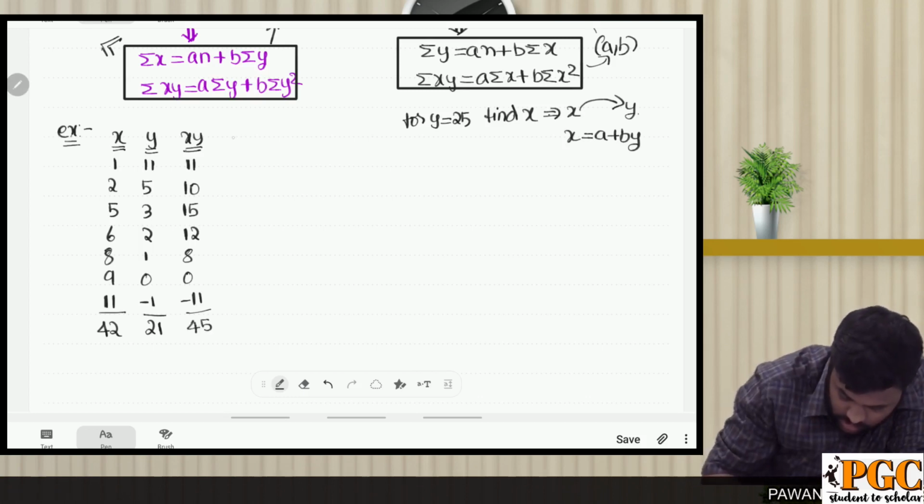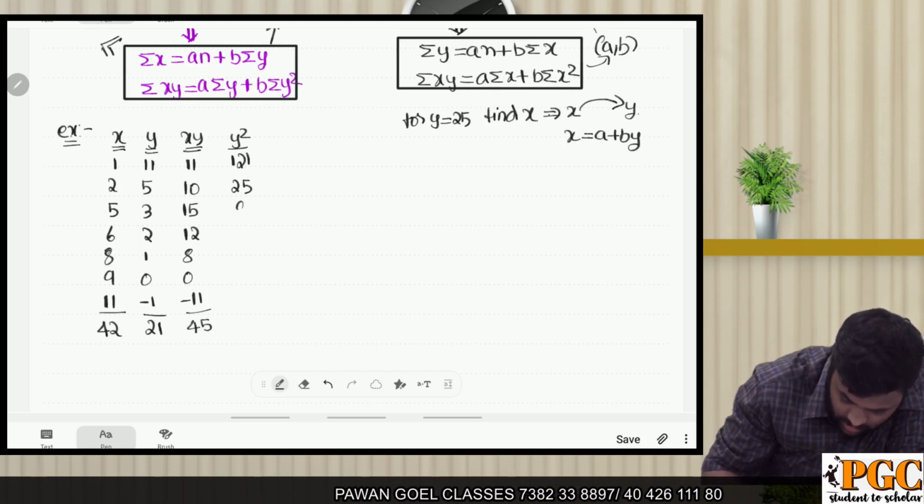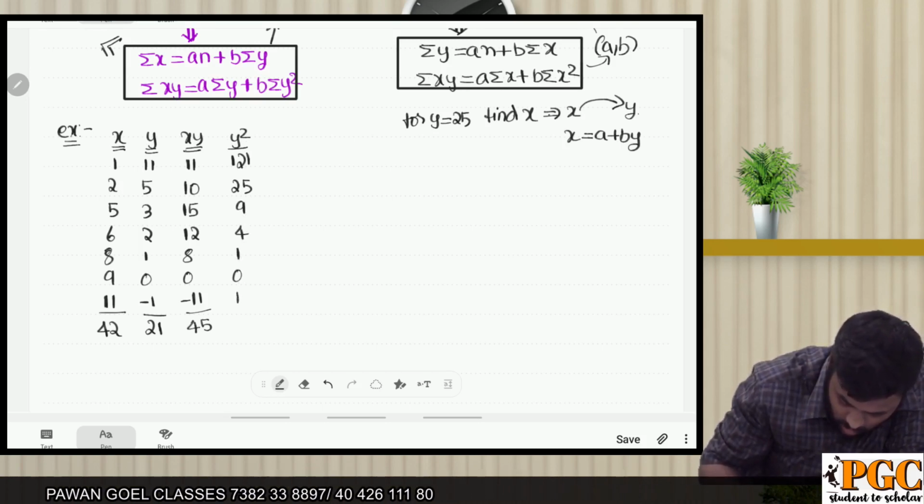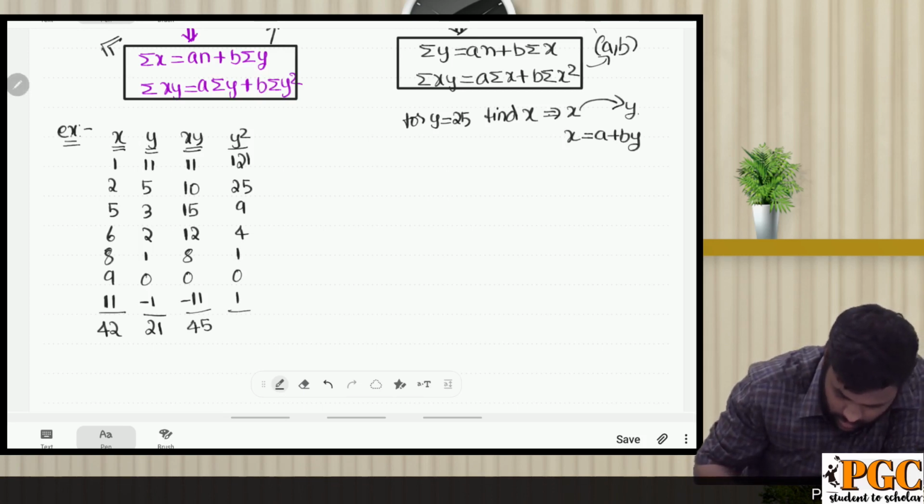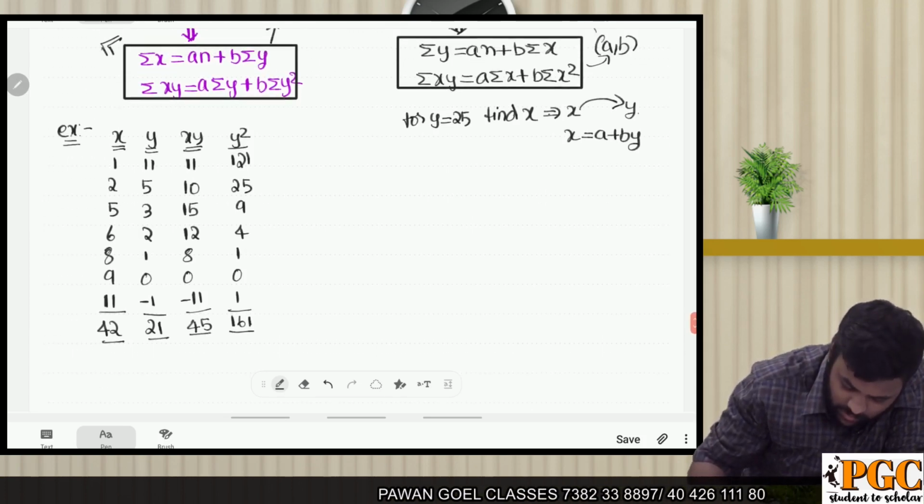Next we are supposed to compute y square. 11 square is 121, 5 square is 25, 3 square is 9, 2 square is 4, 1, 0, 1. So the value is supposed to be 161. Now let us develop these two equations, my dear friends.